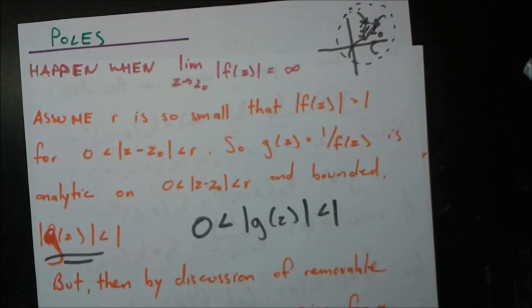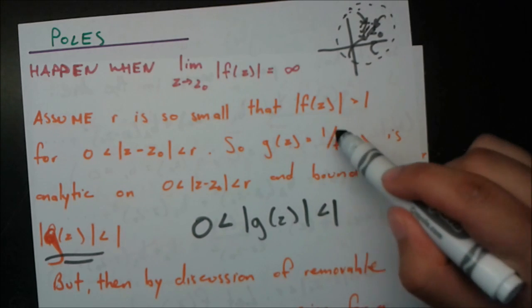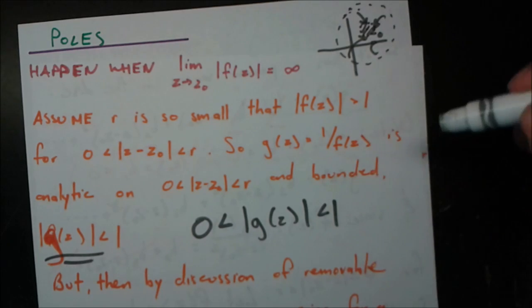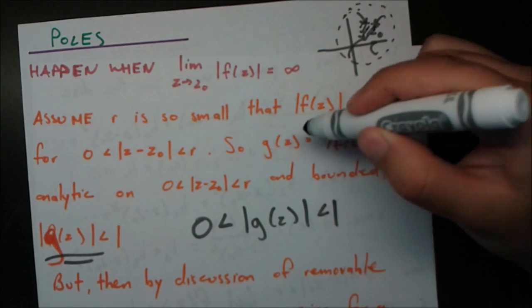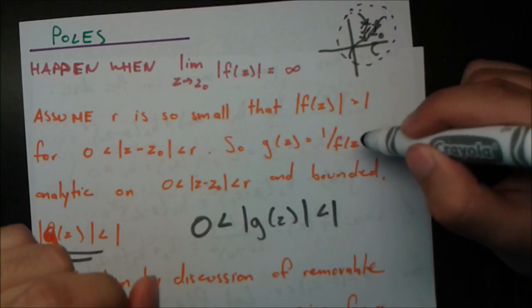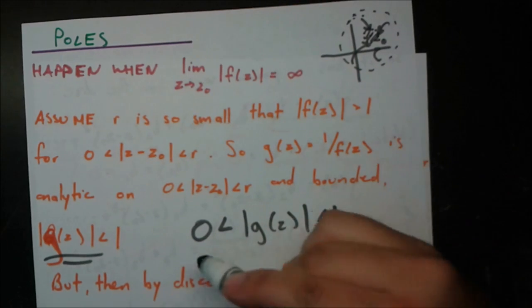Why is it greater than 0? Because since g of z equals 1 over f of z, you can get f of z to get bigger and bigger as you approach z naught, and g of z will get very, very small, but it will never be 0, because you can't have 1 over a finite number be 0. Okay, so it's going to get close to 0, but it's still going to be bounded within this range.